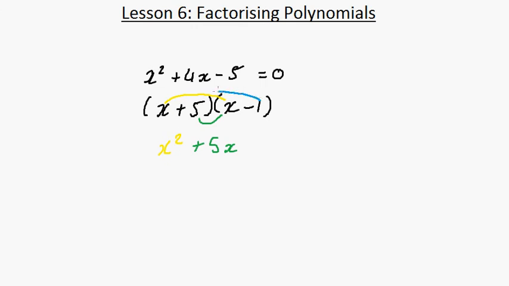We have this into there. That's minus x, or minus 1x, and then finally 5 times minus 1, which is minus 5, and this all simplifies to make x squared, 5x minus x is 4x, minus 5 equals 0. So these are the two factors. Anyway, that's a little revision, to get your brains pumped.